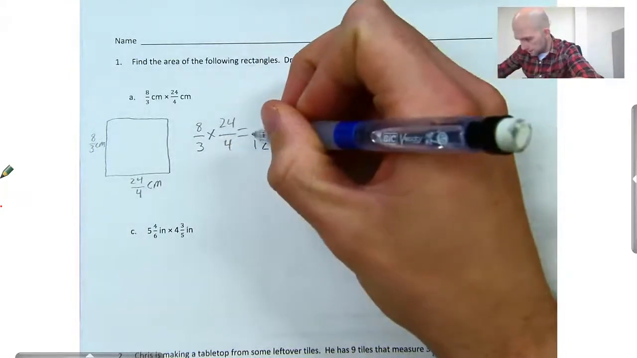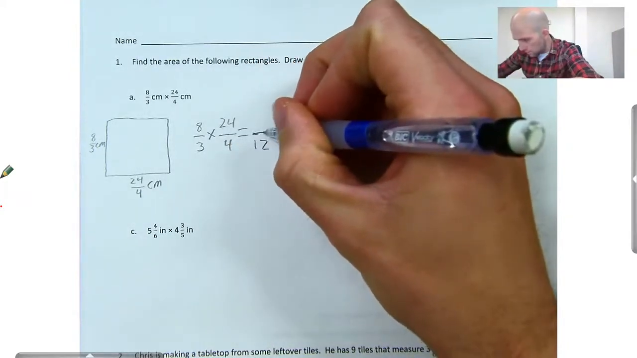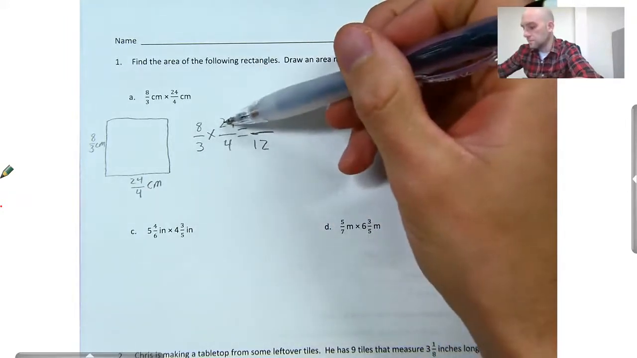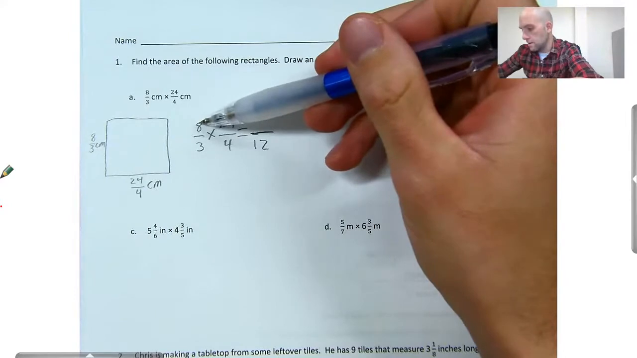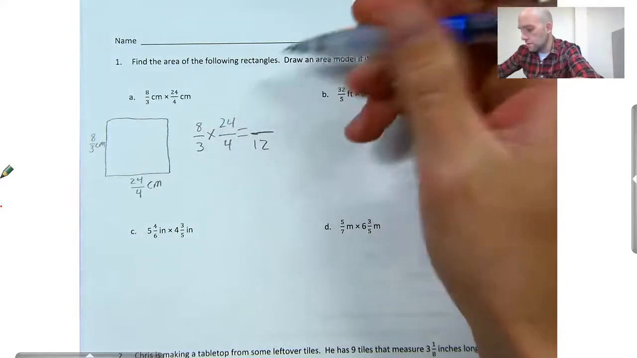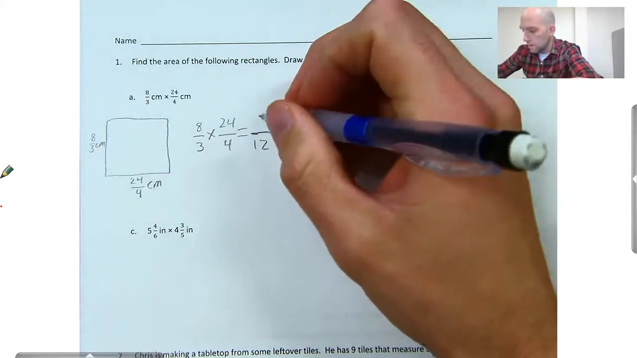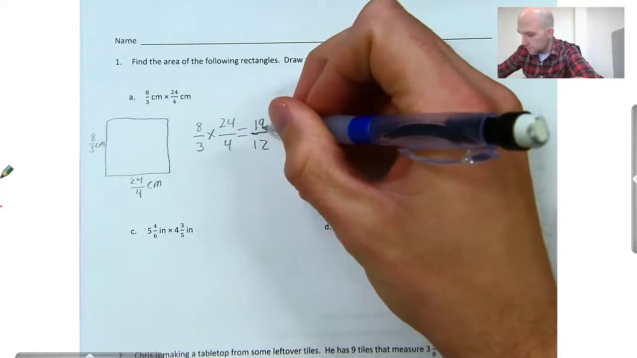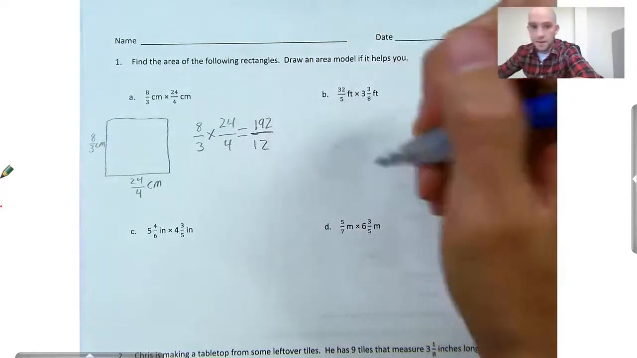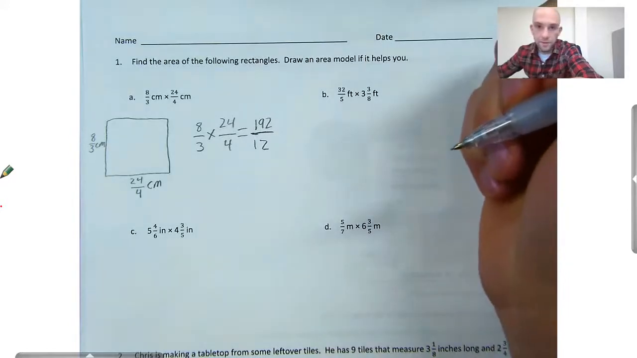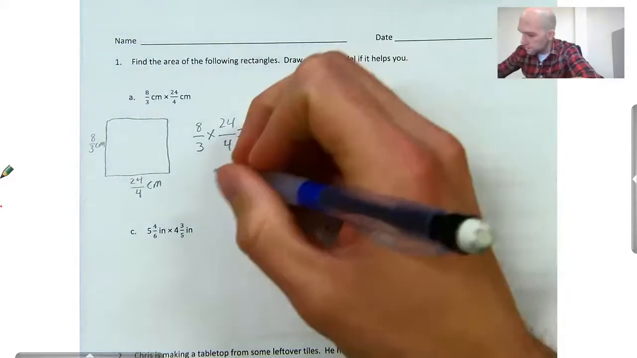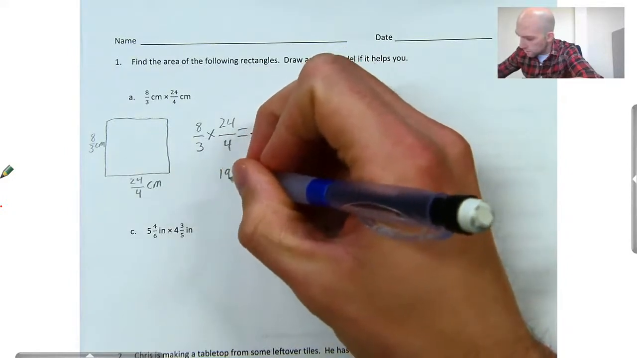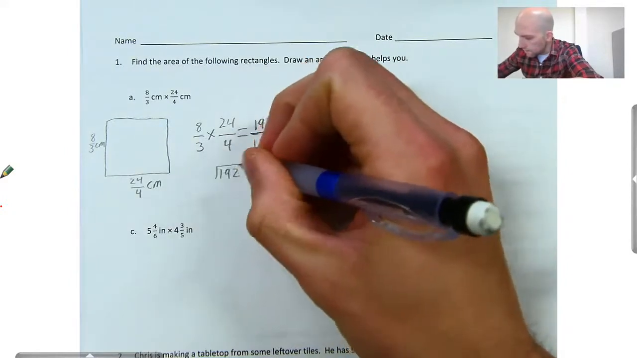And 8 times 24, well, 8 times 20 would give us 160. And then 8 times 4 would give us 32. So 160 plus 32 will give us 192. So it was 192 twelfths. And then we're just going to divide that out. So we have 192 divided by 12.